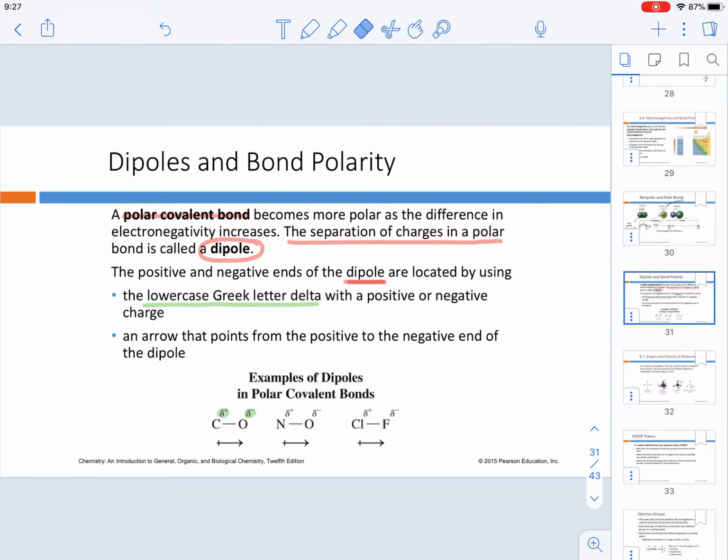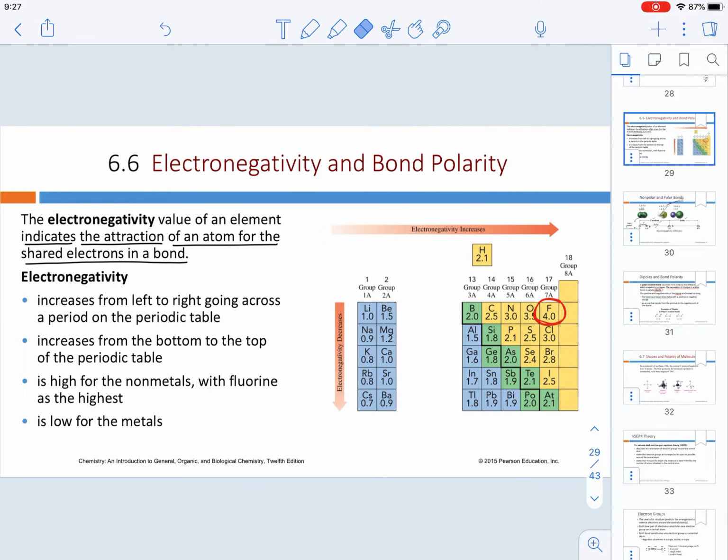I'm just going to do it for the carbon-oxygen bond. The delta minus is going to be placed at the atom that is more electronegative, and the delta plus is going to be placed at the atom that is less electronegative. So if we look at the values for carbon and for oxygen, as you can see, carbon is 2.5, oxygen is 3.5.